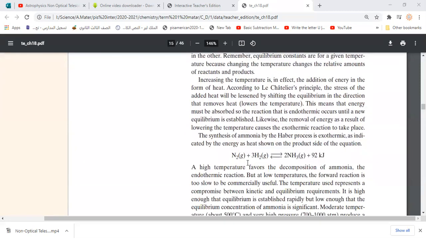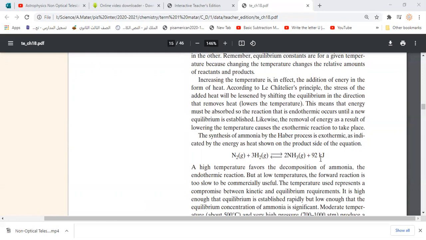For example, nitrogen reacts with hydrogen to produce ammonia. You could find that the enthalpy of this reaction equals -92 kilojoules. So in that case, that means this reaction releases heat in the forward direction.